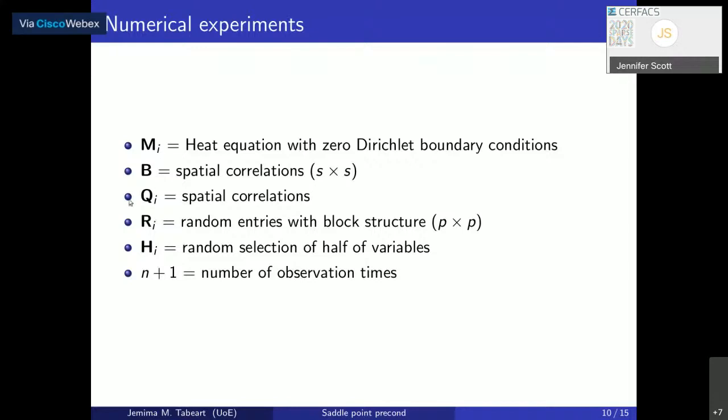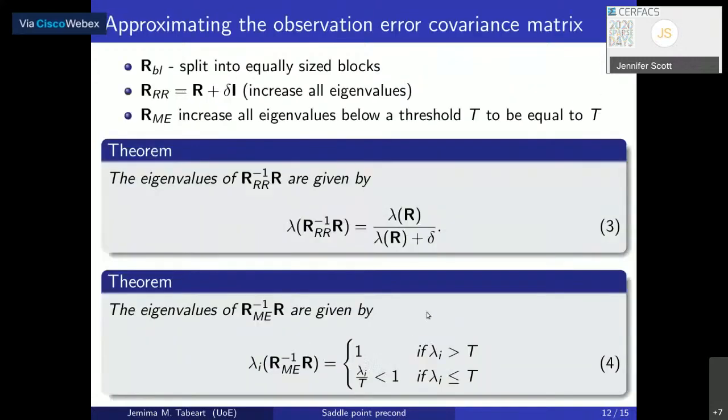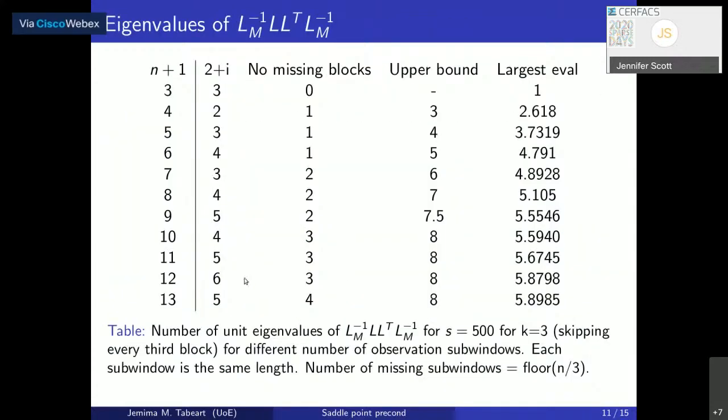And for these matrices, I'm just going to have the same one every time and just stack them. Okay. So here's a table that explains what happens if I increase the number of subwindows for a problem. So here my state is 500 and I'm observing 250 observations. So this first column here tells us how many unit eigenvalues we'd expect. So this times 500 in this case will give us the number of unit eigenvalues.